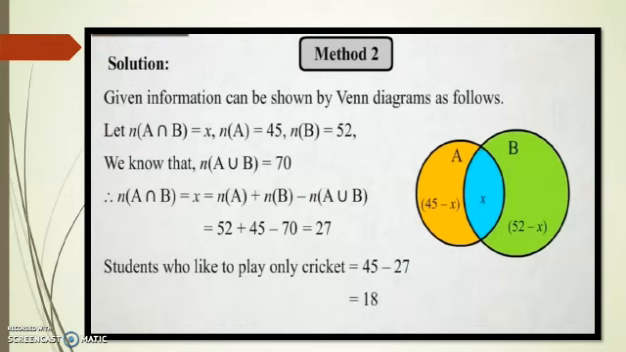We also know the rule: number of elements in A union B equals number of elements in A plus number of elements in B minus number of elements in A intersection B. Rearranging, we have to find number of elements in A intersection B, which is considered as x. So x is equal to number of elements in A plus number of elements in B minus number of elements in A union B, that is 52 plus 45 minus 70, which is equal to 27. So students who like to play only cricket is equal to 45 minus 27, which is equal to 18.